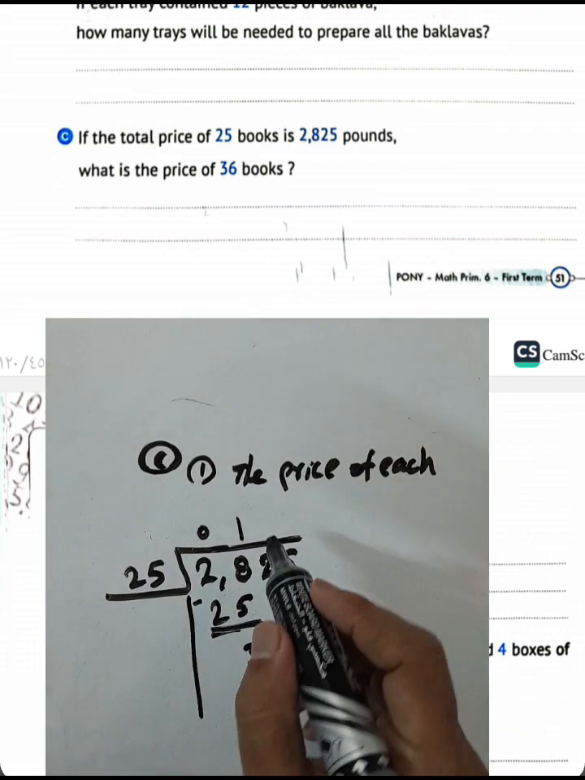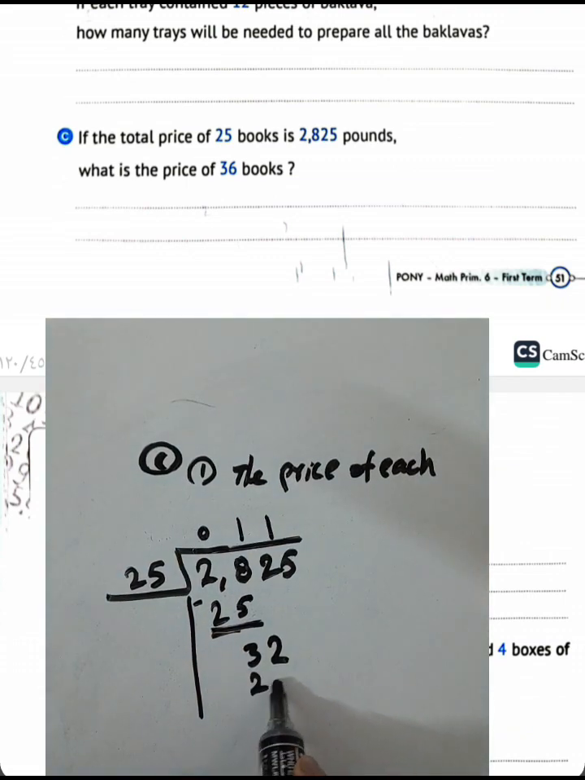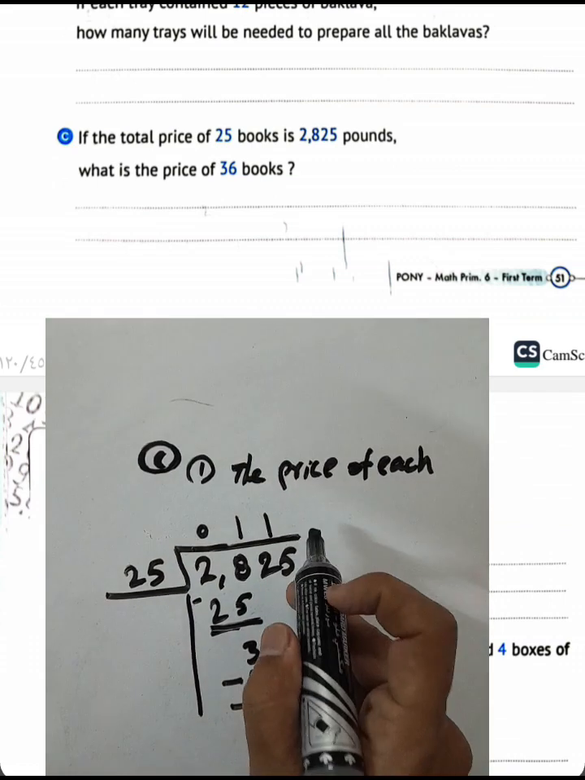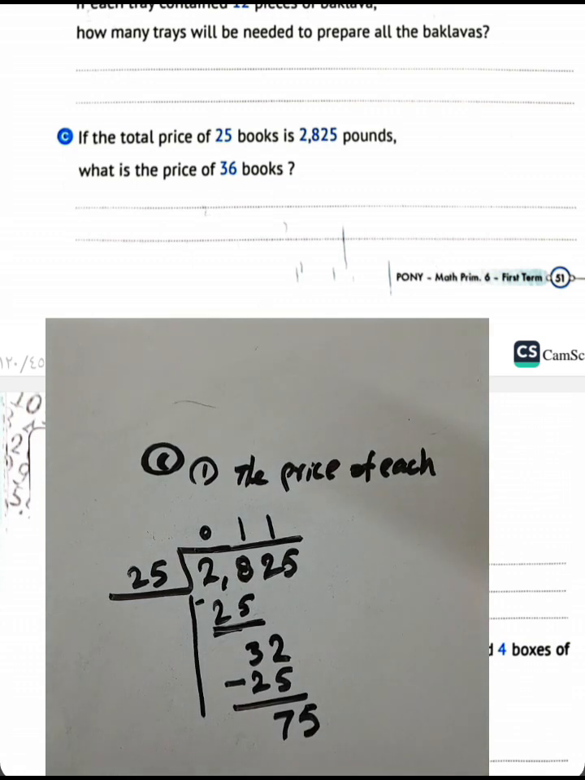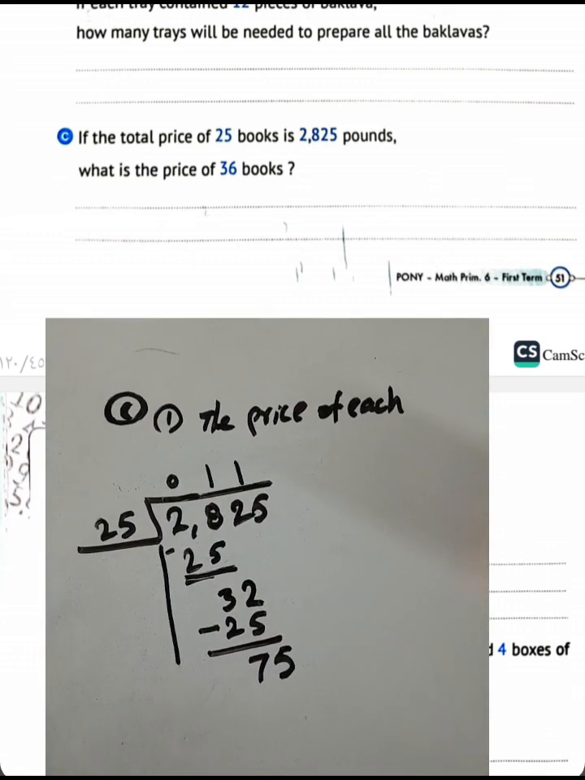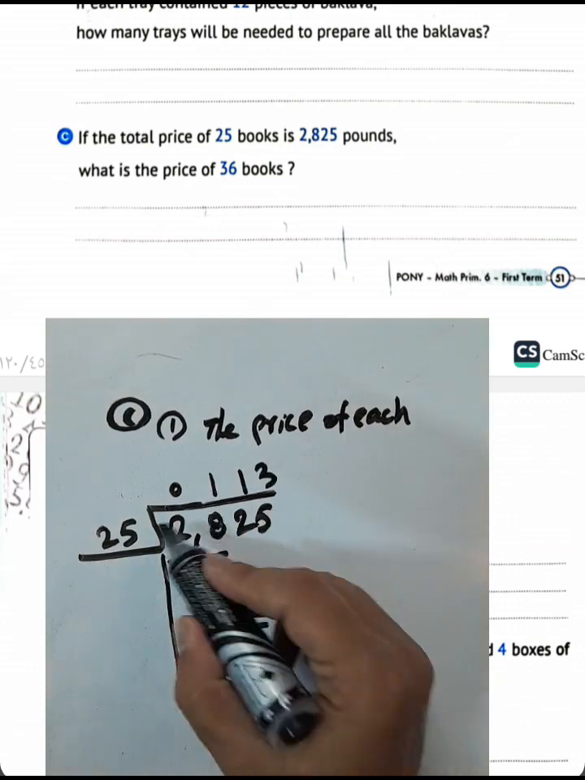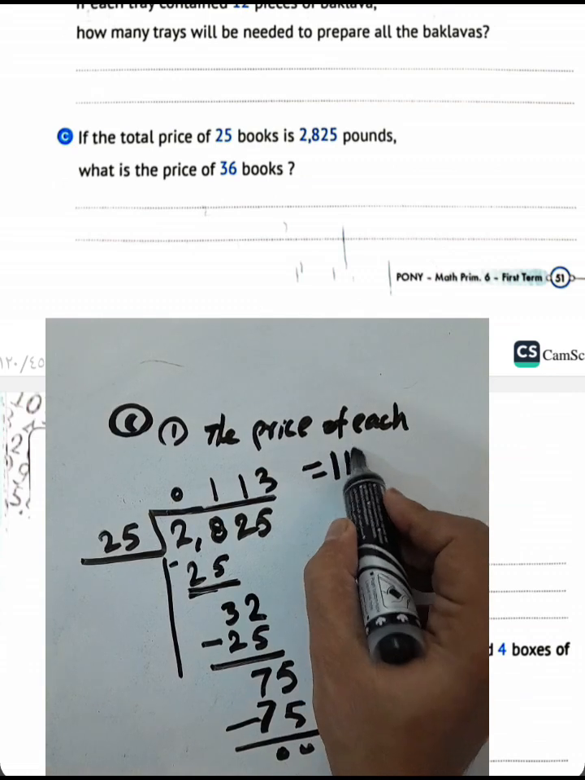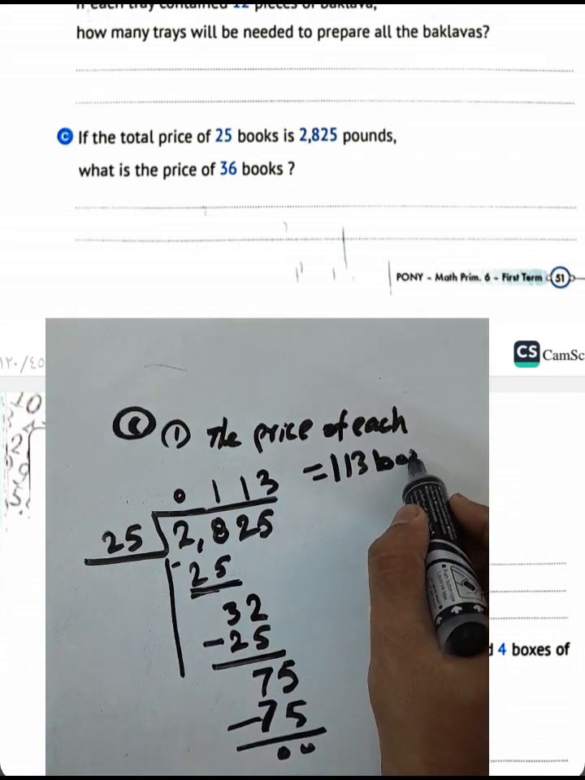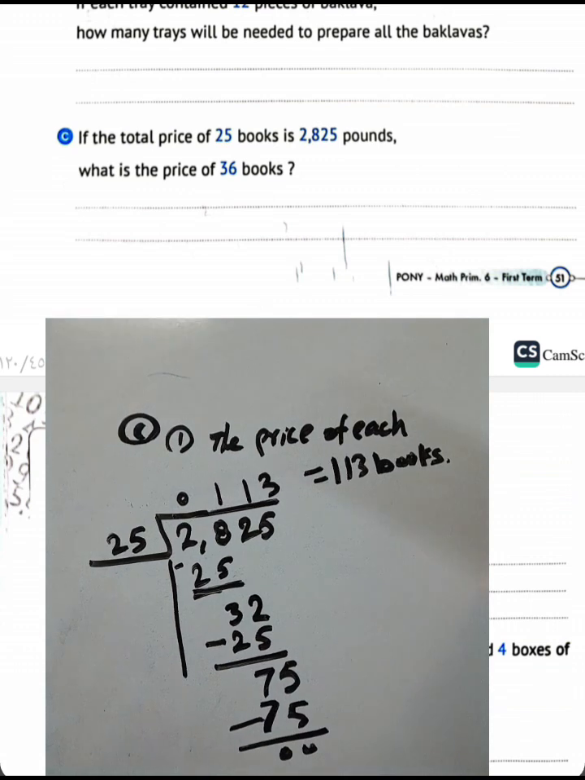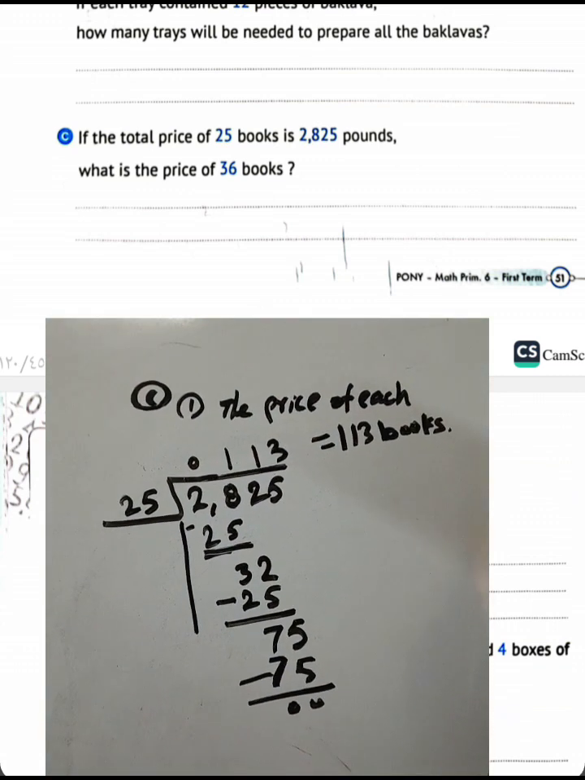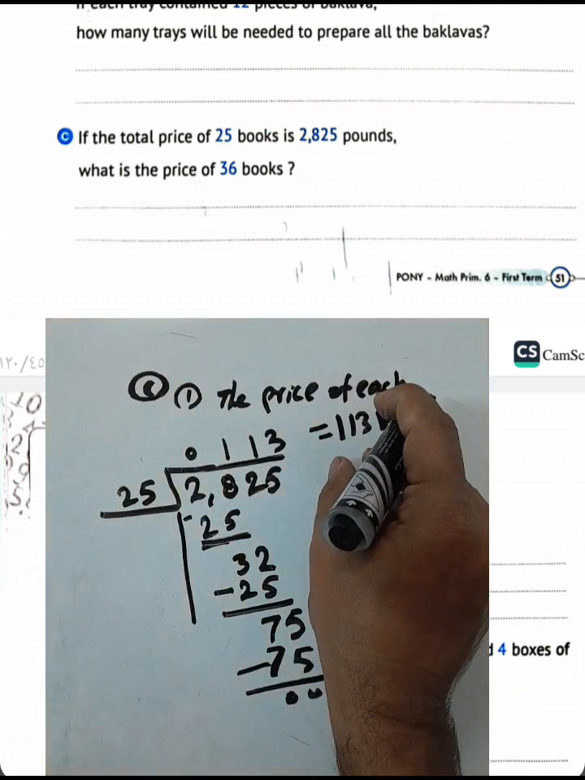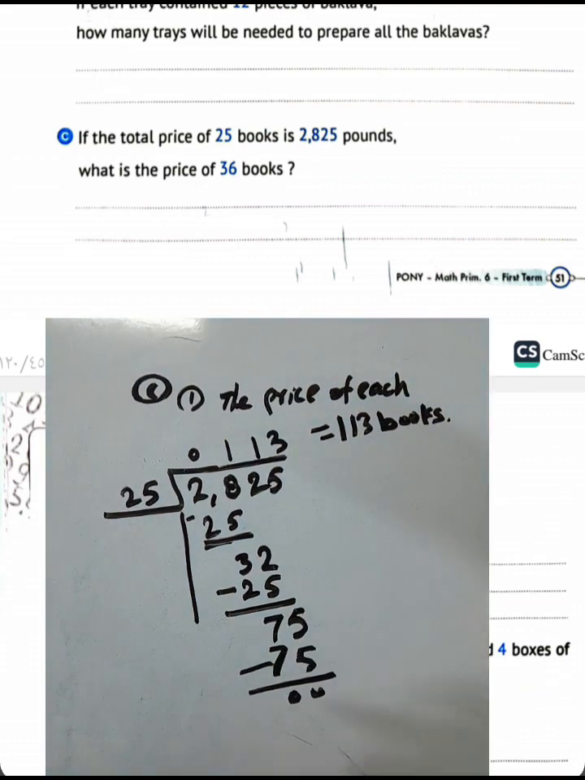32 divided by 25 equals 1. 1 times 25 equals 25. The difference is 7. Then drop 5 here. 75 divided by 25 equals 3. 3 times 25 equals 75. Then the price of each book will be 113 pounds. So what is the price of 36 books? We can find the price of 36 books by multiplication: 113, the price of each book, multiplied by the number of books.